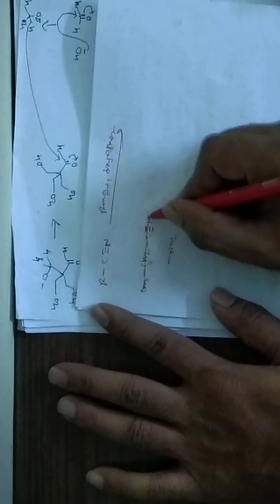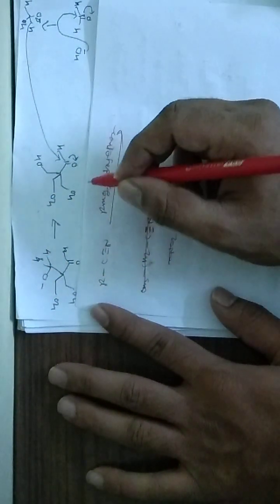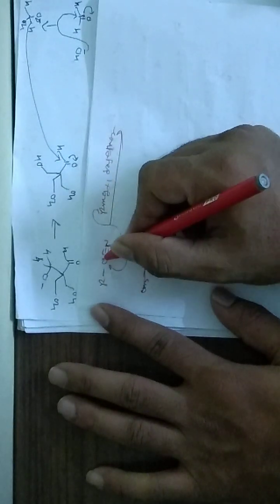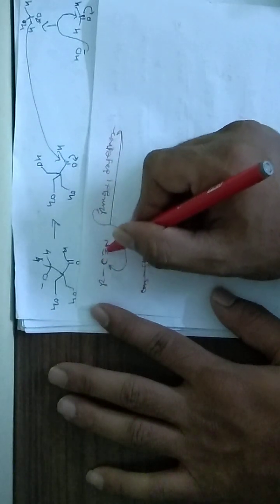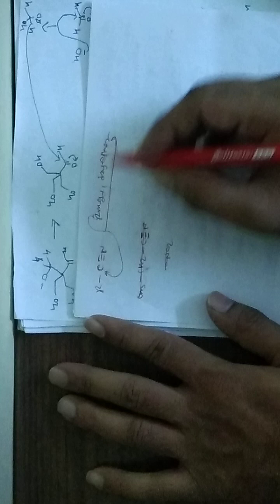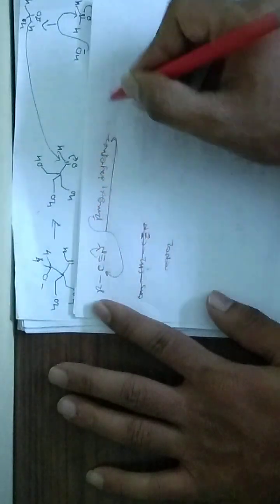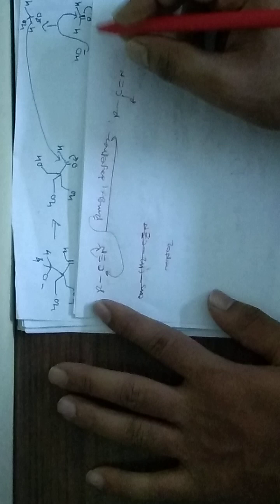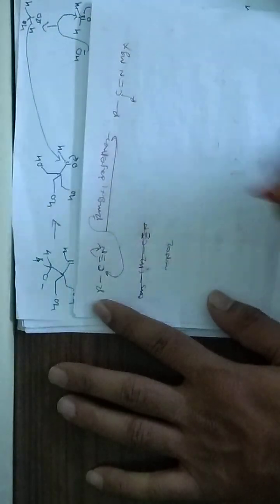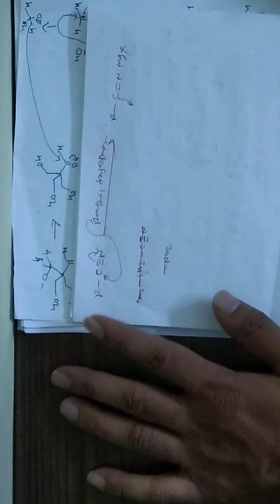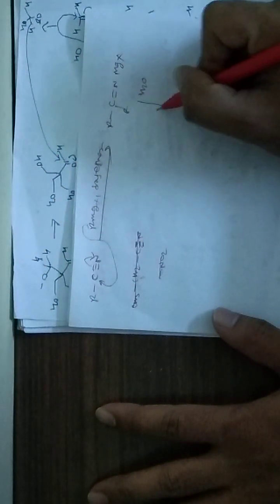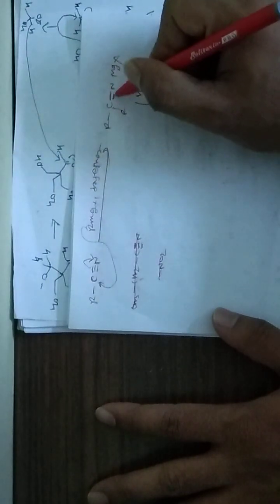So here what will happen? This RMgX will act as a nucleophile, and it attacks the cyanide carbon, which is also so electron deficient. So it will form RC, here R double bond N, MgX. This will form. Now the next step: if we add water, what will form?